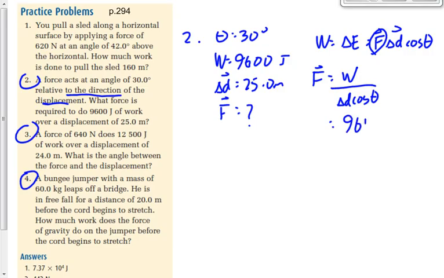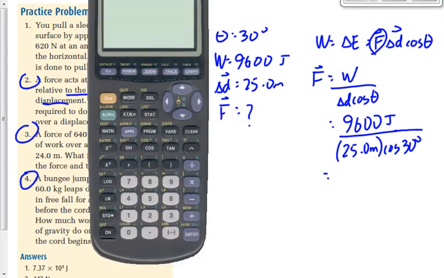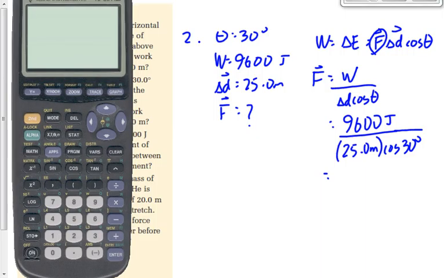W is 9,600 joules. Delta D is 25.0 meters. And of course, cos theta is cosine 30 degrees. Let's use some brackets on our calculator to solve this, okay? Let's say 9,600 divided by bracket 25 times cosine 30 degrees, and the bracket for the cosine, and the bracket for the denominator there. We should get a value of 443 newtons.